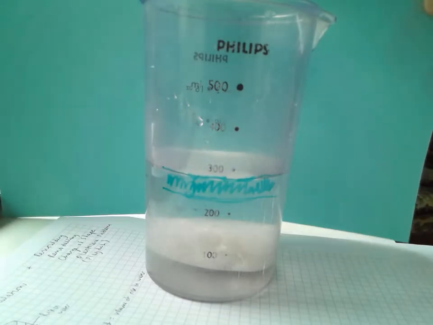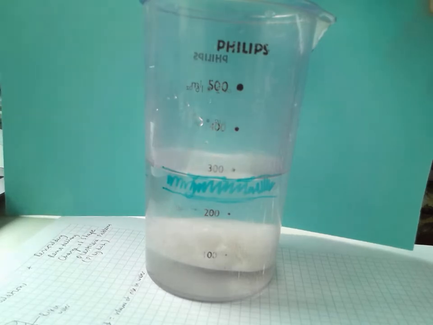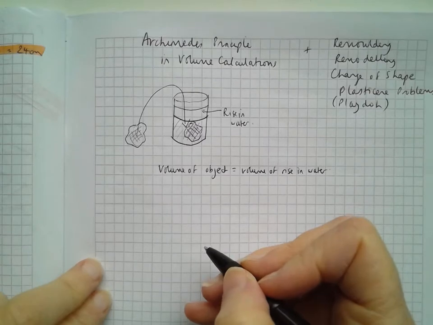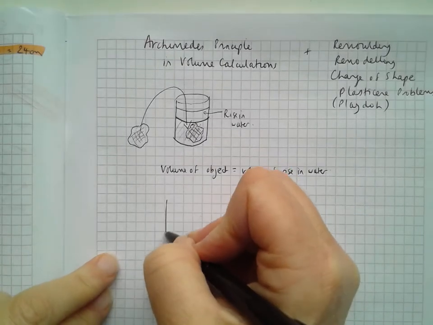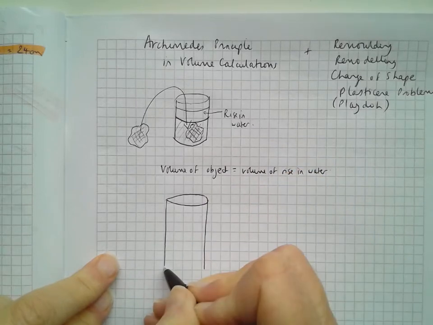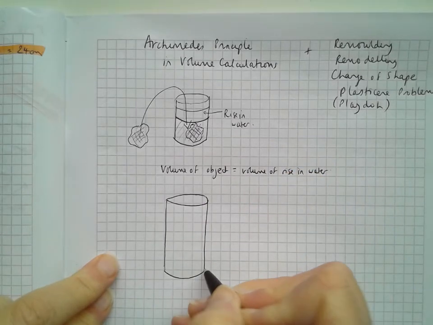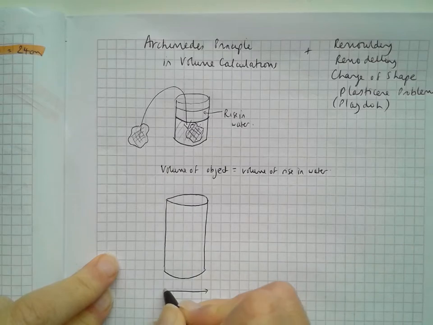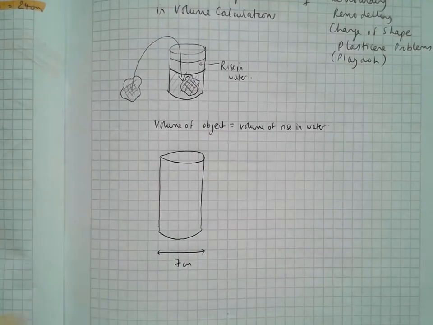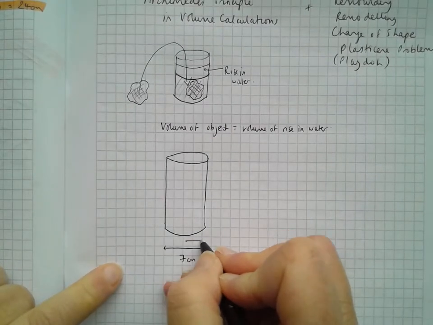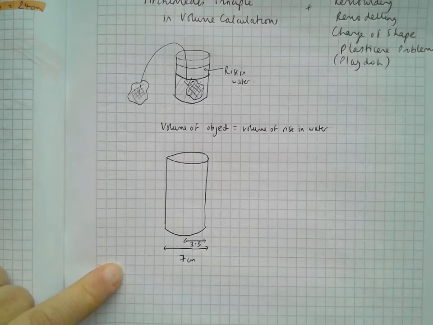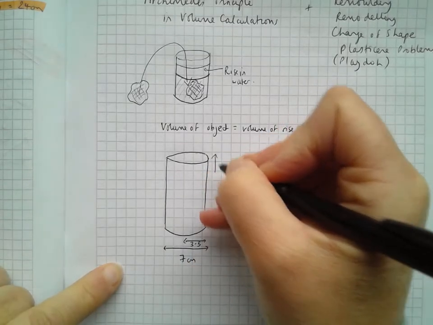So let's talk now about how that looks in a maths problem. Let's take that cylinder we were using. Here's the cylinder, I'm just going to draw it here. This is the mixer cylinder that I was just using, the jug thing. I just measured it, and it has a diameter of 7 centimeters, so it has a radius of 3.5 centimeters.